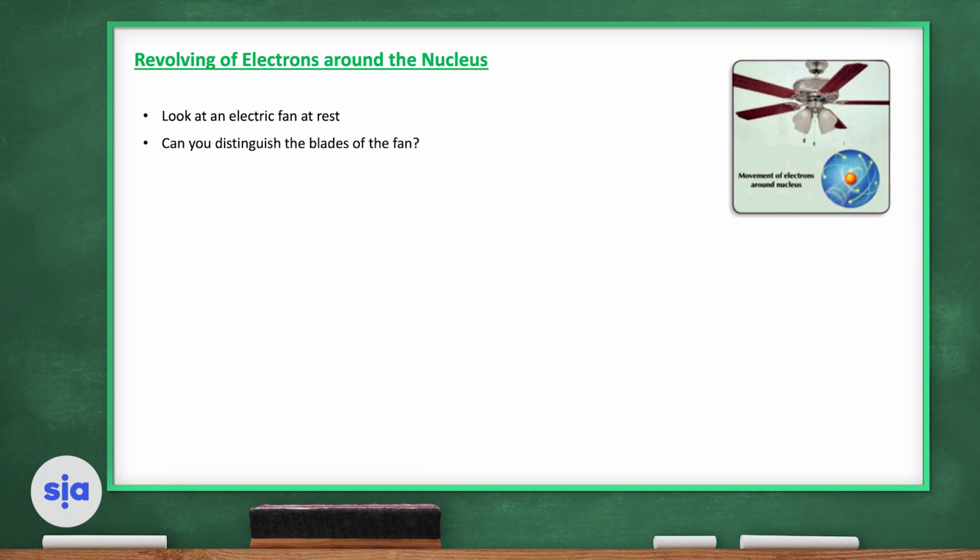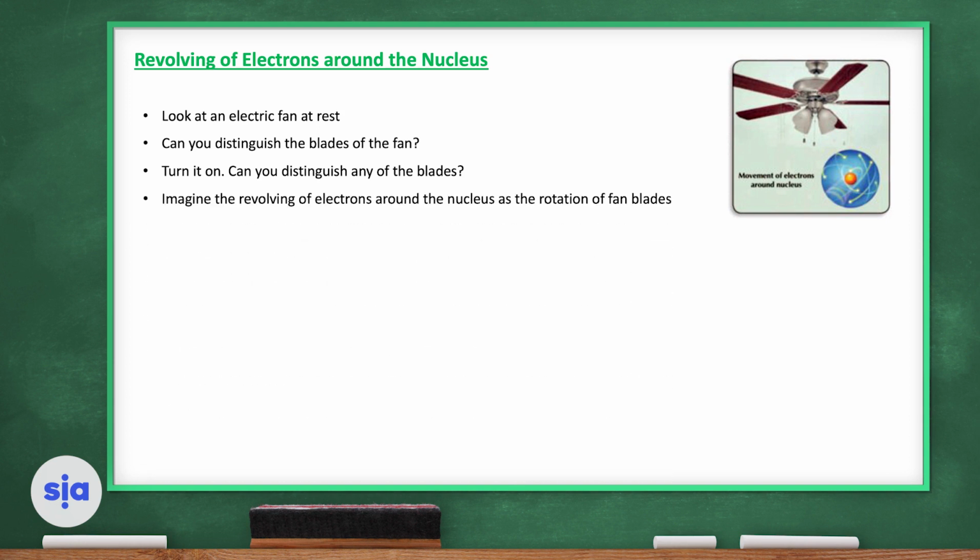Can you distinguish the blades of the fan? Can you count the blades? 1, 2, 3, 4, 5. Easy. Turn it on. Can you distinguish any of the blades? So can you count the blades of a fan while it's working? Of course no. Imagine that the revolving electrons around the nucleus are exactly like the rotation of fan blades around the center of the fan.